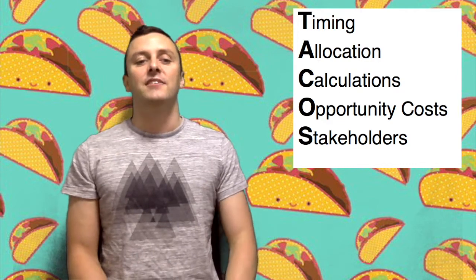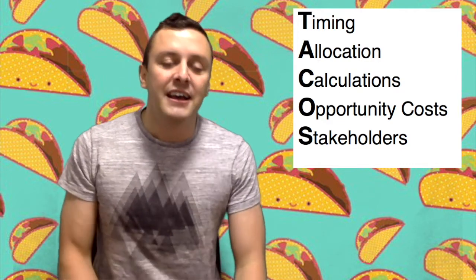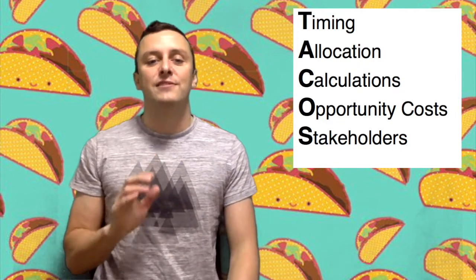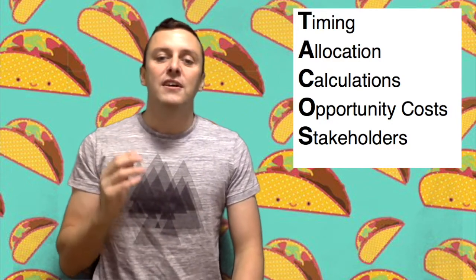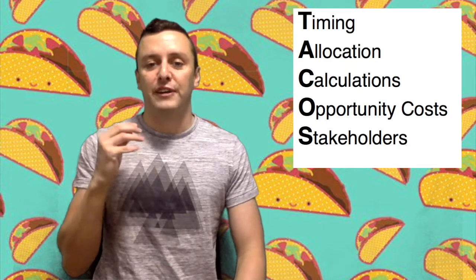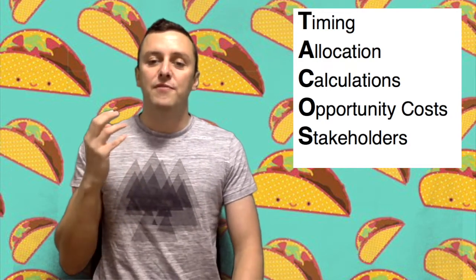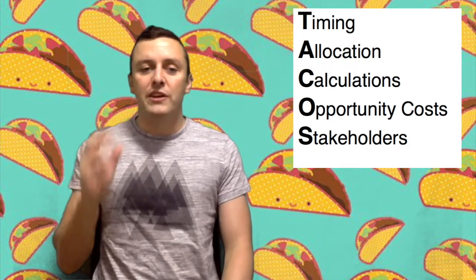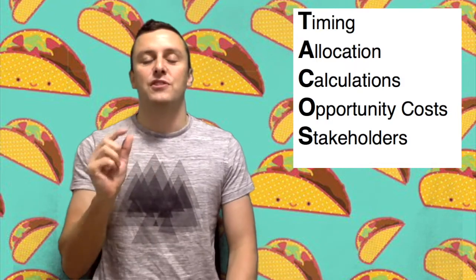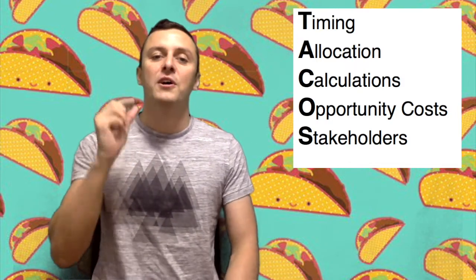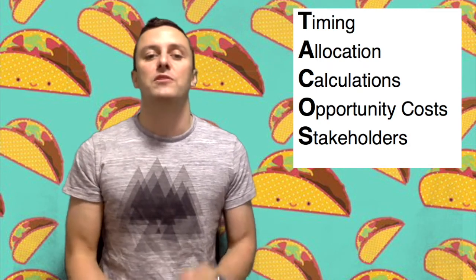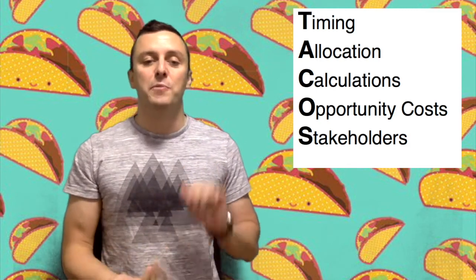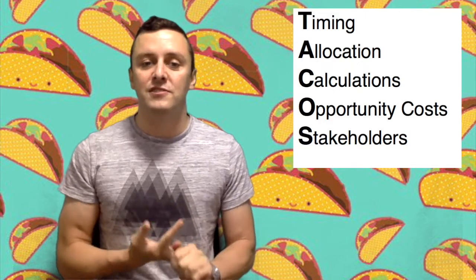Next, A. A stands for allocation. Is this policy allocatively efficient? In other words, does it achieve the macroeconomic goals of the government? So if we invest in infrastructure, where is it best to invest in infrastructure in the country, and where will it be best placed? Where do we build roads? Where do we build hospitals? Where do we build schools and houses?